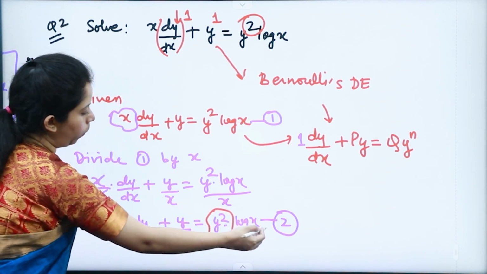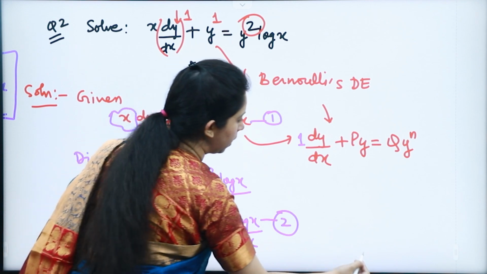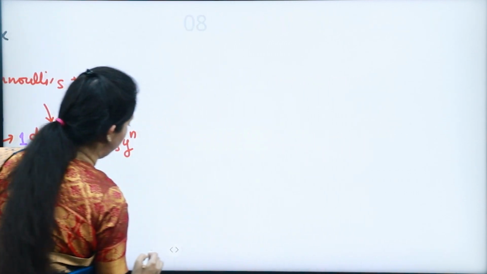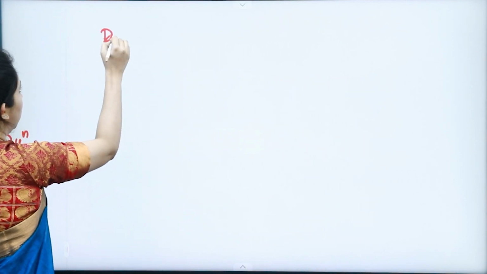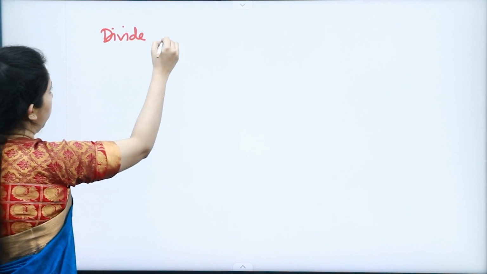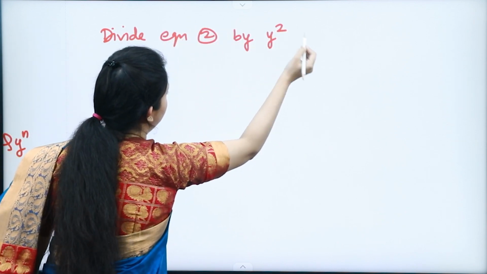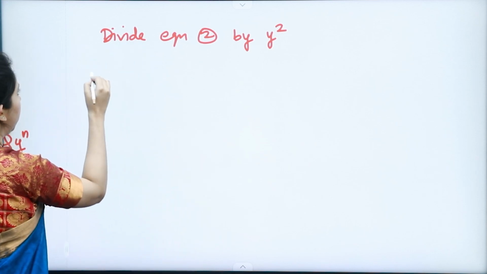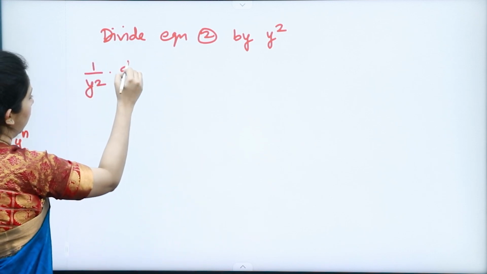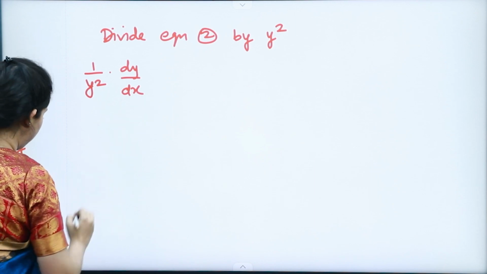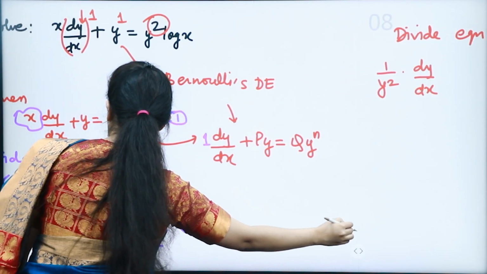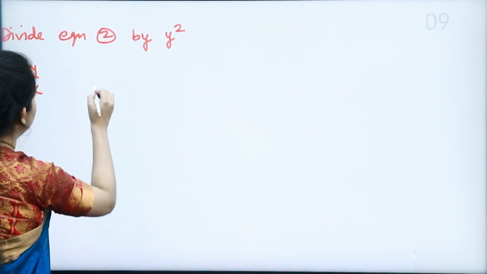So what can we do? We can divide the whole equation by y square. So the next step is we will divide equation 2 by y square on both sides. So here we will get 1 upon y square into dy by dx plus, for the second term we were having y upon x.